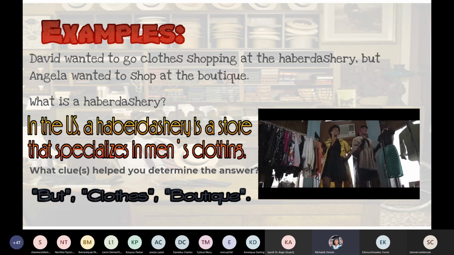Boutique? Yes. Because you know a boutique is a store for women. You always hear women say, I'm going to go to the boutique. A boutique normally specializes only in women's clothing. But you guys are correct, as well as clothes. So if he's saying he wants to go to the clothes shop, he wants to go to the haberdashery, and she wants to go to the boutique, you automatically know that they're talking about clothing because it says clothes, okay? Good job, students. You're on the right track.